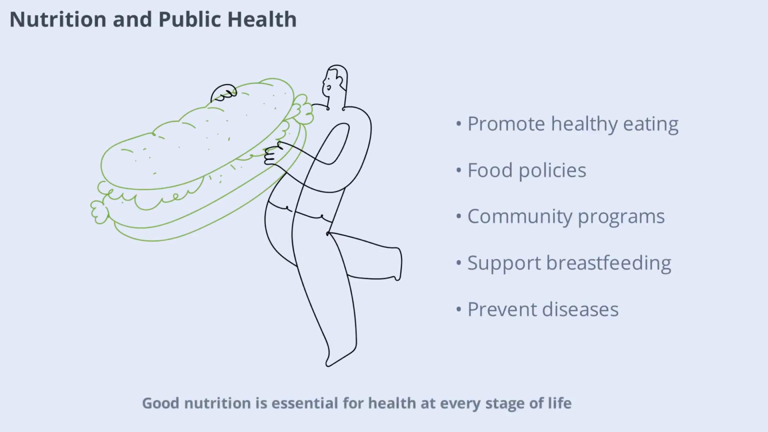Good nutrition is essential for health at every stage of life. Public health promotes healthy eating through education, food policies, and community programs. Efforts include improving access to healthy foods, supporting breastfeeding, and addressing food insecurity. By making nutritious choices easier, public health helps prevent chronic diseases and supports overall well-being.